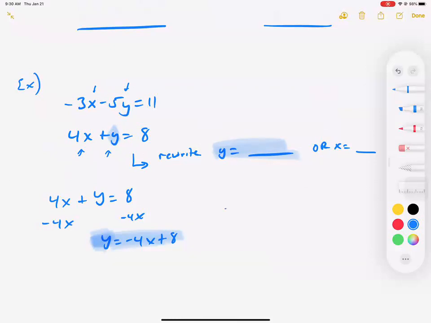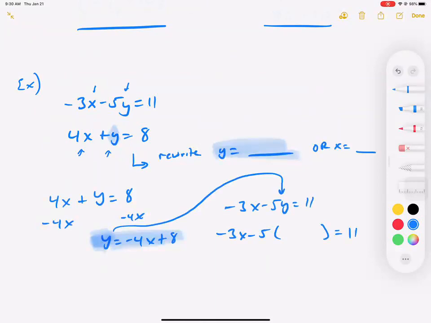Okay, so we have our original equation up here, negative 3x minus 5y equals to 11. And we're going to substitute y in. Now, please be careful. It is 5 times y, right? Let's rewrite this as negative 3x minus 5 times y. Now, I'm going to include a parentheses because y is a big family, okay? So y is negative 4x plus 8.